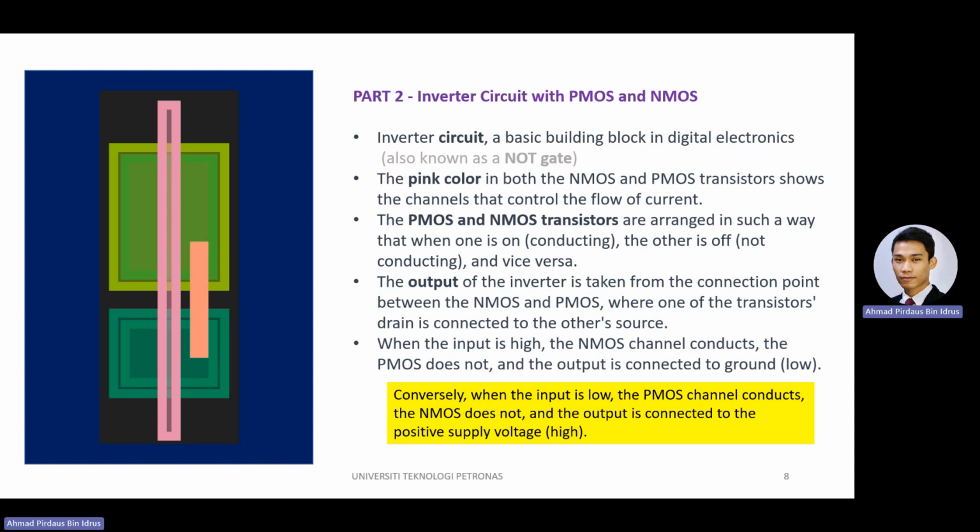The PMOS and NMOS transistors are arranged in such a way that when one is on, conducting, the other is off, meaning not conducting, and vice versa. So the output of the inverter is taken from the connection point between the NMOS and the PMOS, where one of the transistor drains is connected to the other source. When the input is high, the NMOS channel conducts, the PMOS does not, and the output is connected to the ground, low. Conversely, the vice versa happens.